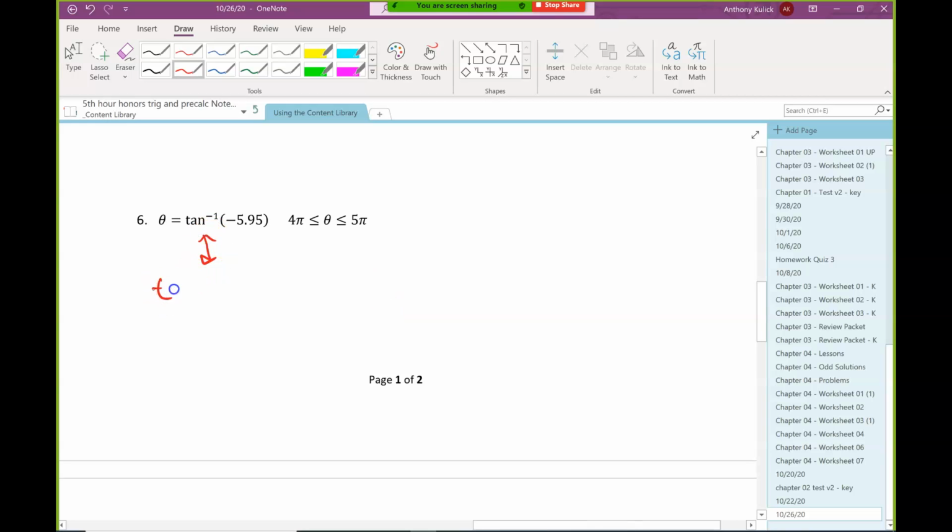So we'll start by turning this into tan theta equals negative 5.95. Tangent is negative whenever one of x or y is negative. So that is in quadrants 2 and 4. 4 pi to 5 pi, well, this is 0 pi. That's 1 pi, 2 pi, 3 pi, 4 pi, and then over here it is 5 pi. So this is quadrants 1 and 2. So the angle that we're looking at is somewhere over here in quadrant 2.